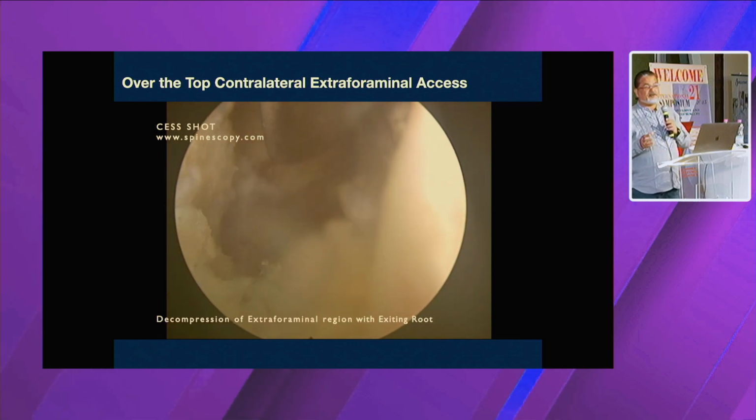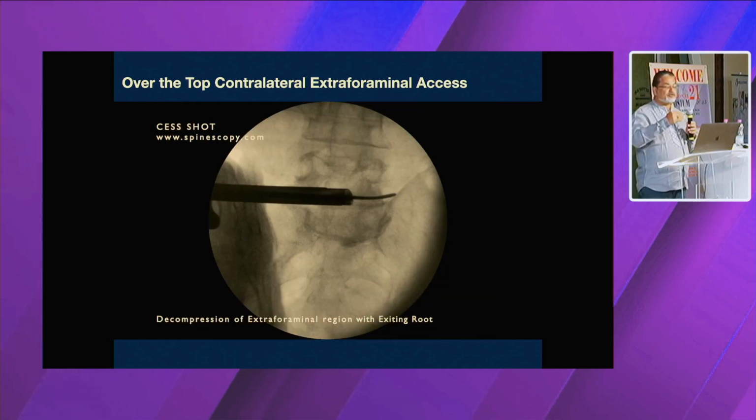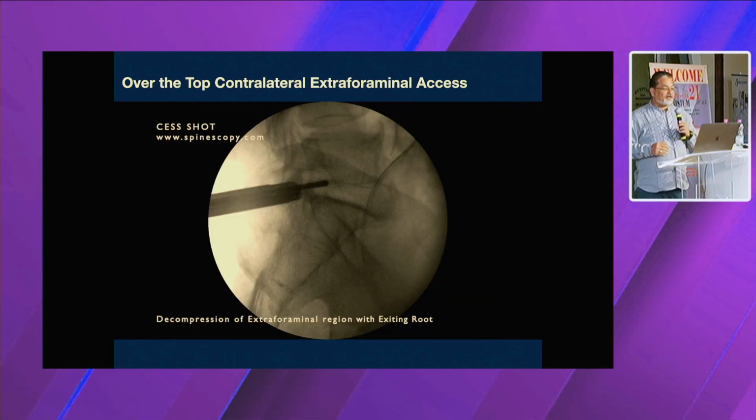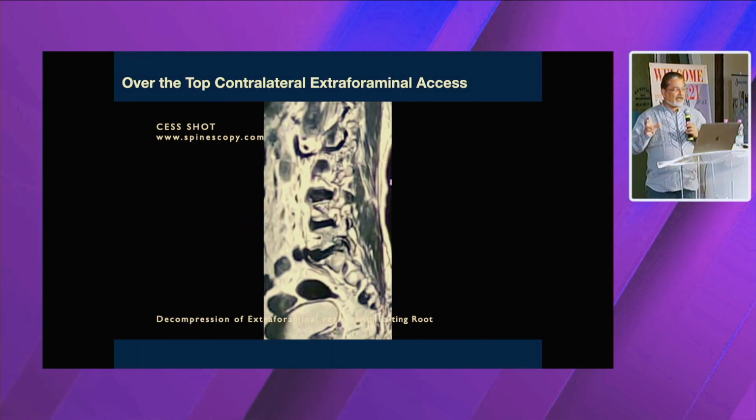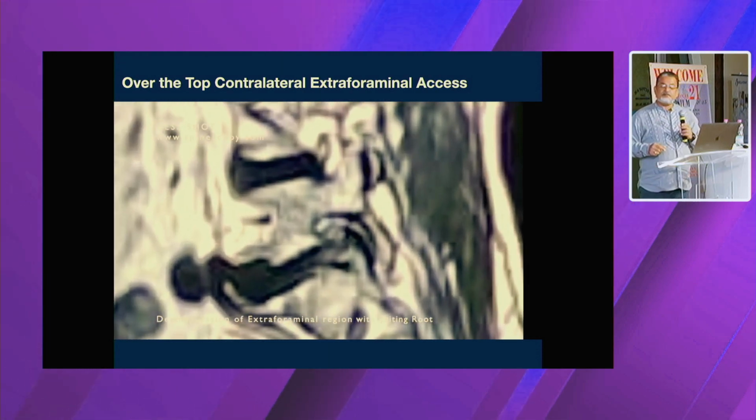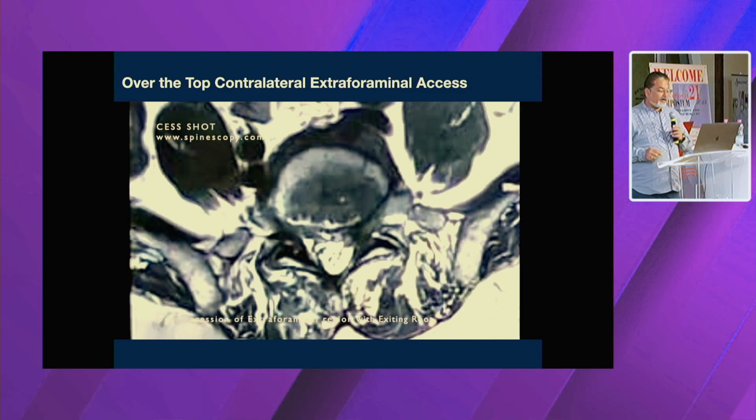Sometimes you have calcified herniations here. You have to use an osteotome to get it off. So this is the confirmation that I'm in the area, the extraforaminal region. This is the post-operative MRI of this patient.